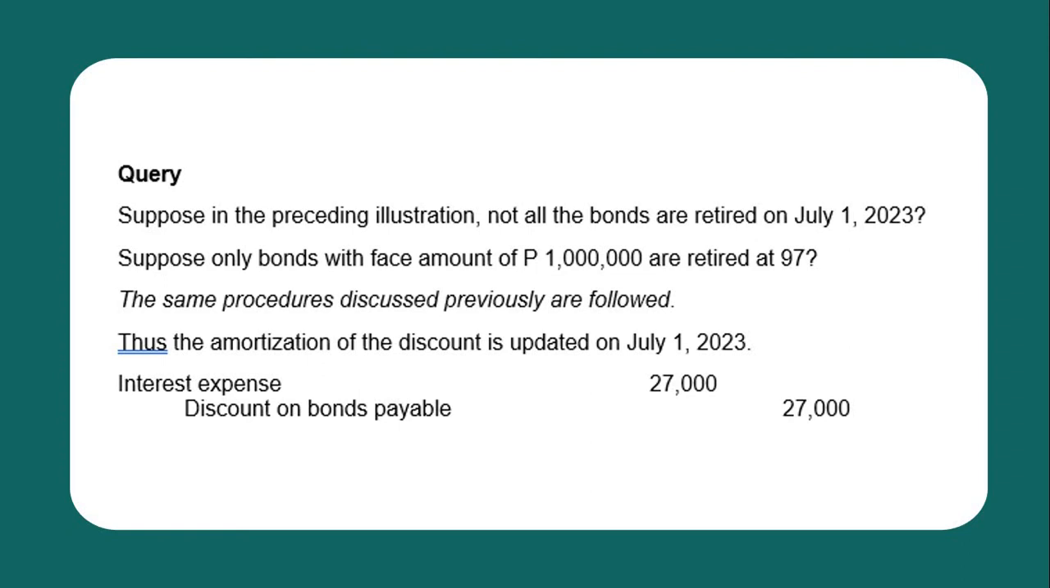So ang amortization is the same, 27,000. So i-update na to tanan. Okay, even though that the retirement is only 1/5 lang, pero kailangan na to i-update gahapon ang amortization of the full 5 million nga face amount. So still atong amortization will be 27,000. Okay? So entry debit interest expense 27,000 and credit discount on bonds payable 27,000.